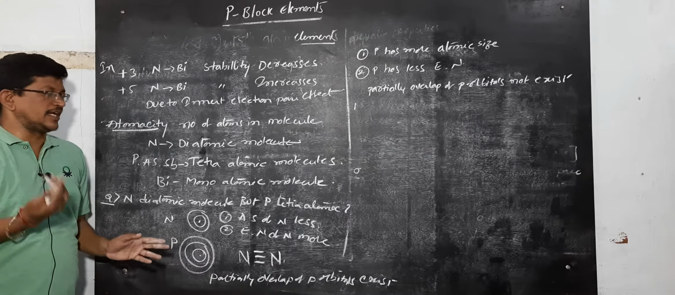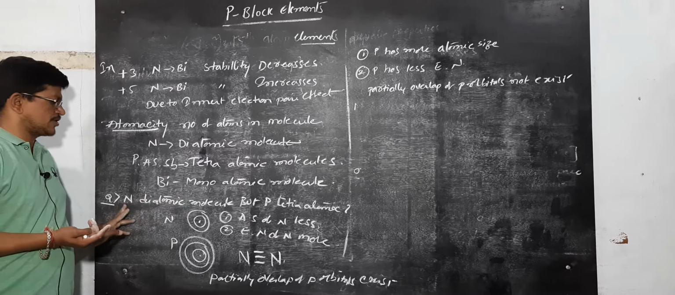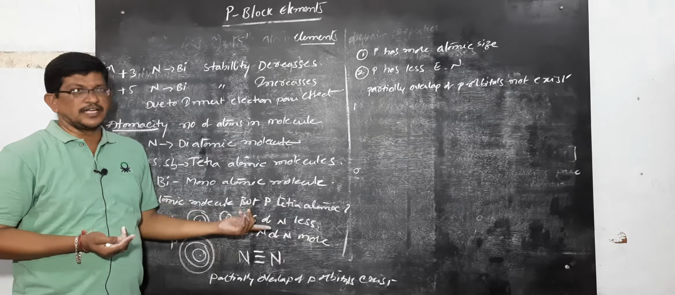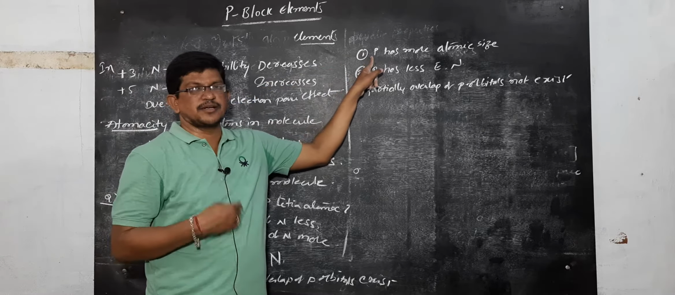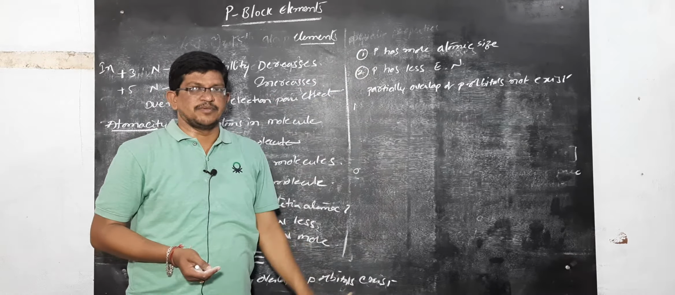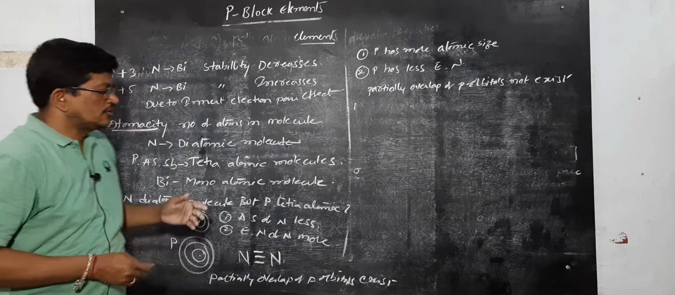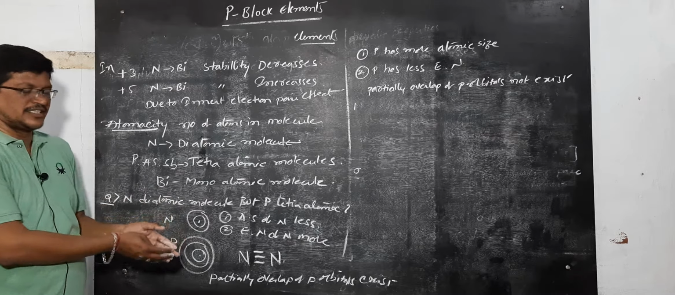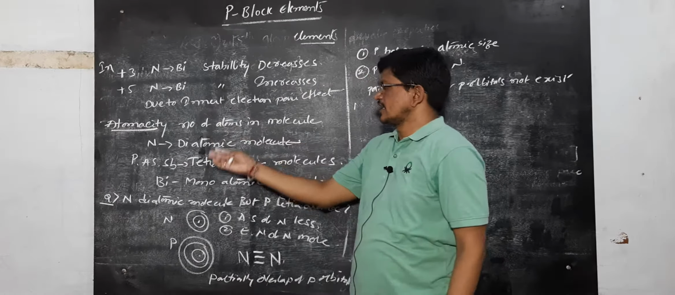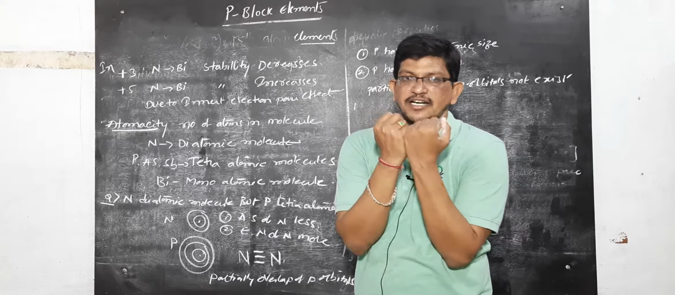We can apply the same reason for arsenic and antimony. If the question asks why nitrogen is diatomic but arsenic is tetraatomic, we substitute arsenic in place of phosphorus, and similarly antimony. Sir, what about bismuth? Nitrogen has a smaller atomic size and more electronegativity, so partial overlapping occurs. Phosphorus, arsenic and antimony have bigger atomic sizes than nitrogen, so partial overlapping does not occur.